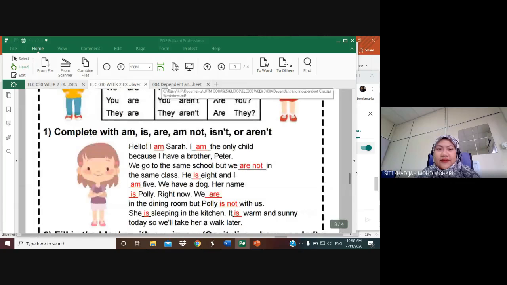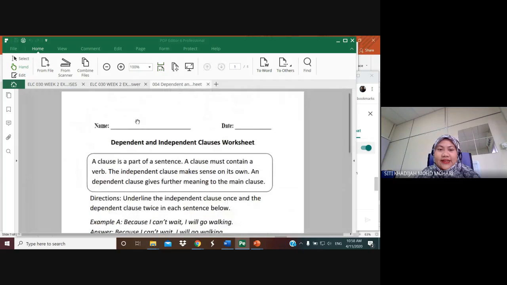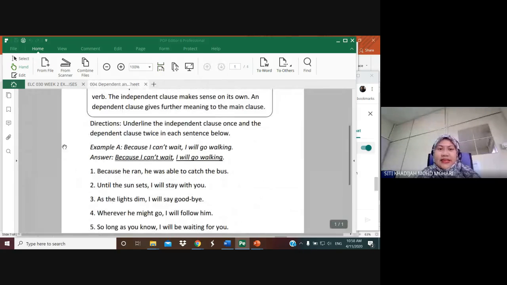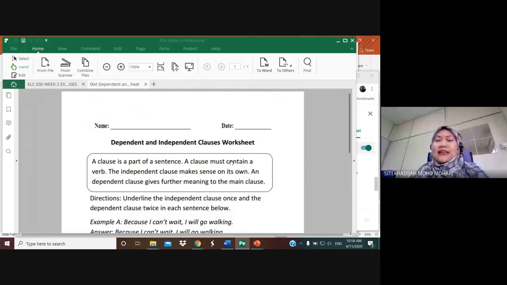That is all. So hopefully everyone has gotten the answers correct. For the second one, we are going to look at the dependent and independent clauses.